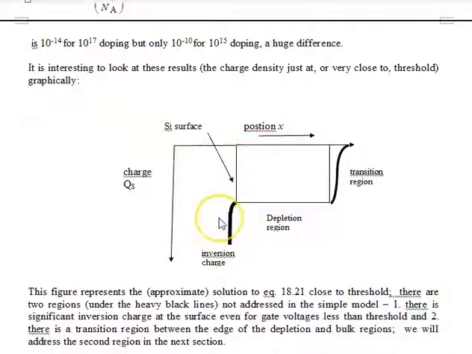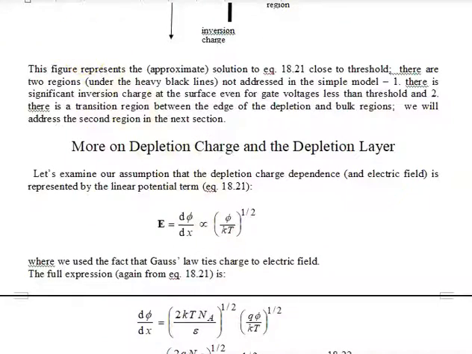Okay, it's interesting to look at these results graphically, and if we do that, we find something different than we would find in the very simple model. There is this transition region between depletion and strong inversion, where the charge varies more or less in this fashion, and at the silicon surface we have an extra inversion layer charge even when we are in depletion.